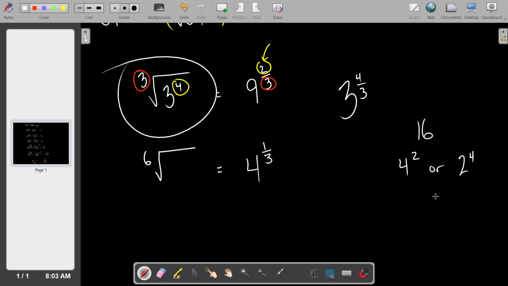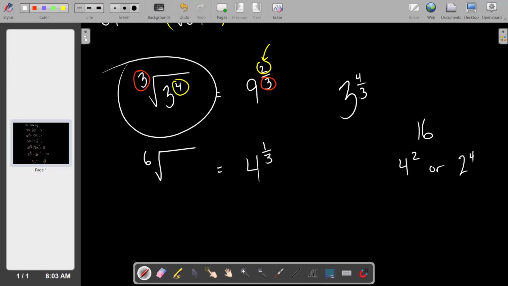Because as we get into this, you're going to see that I need to be able to be flexible. I might want to write an 81 as a 9 squared. I might want to write it as a 3 to the 4th, right? A 256, I might want it to be 16 squared. I might want it to be 4 to the 4th. Each situation is going to be different based on the base of our logarithms that we're going to see.